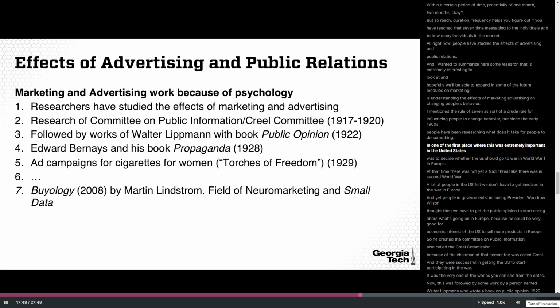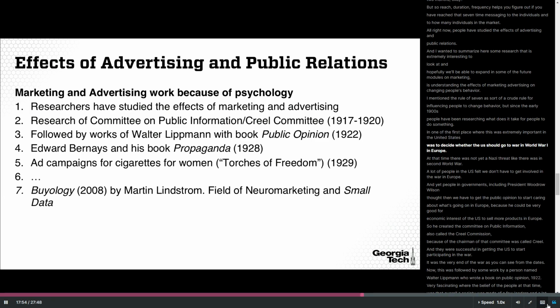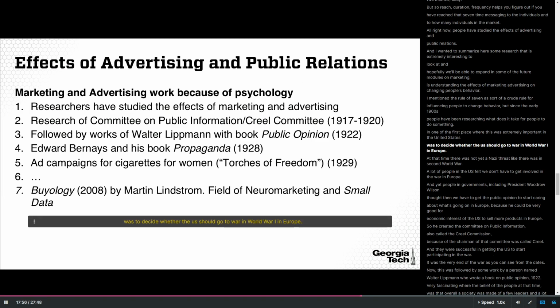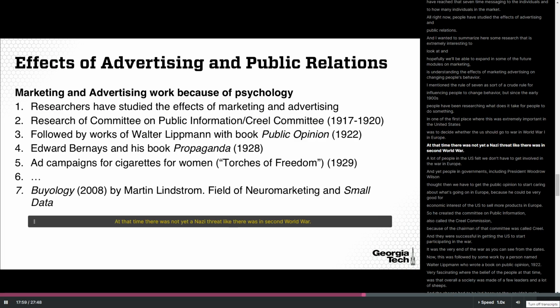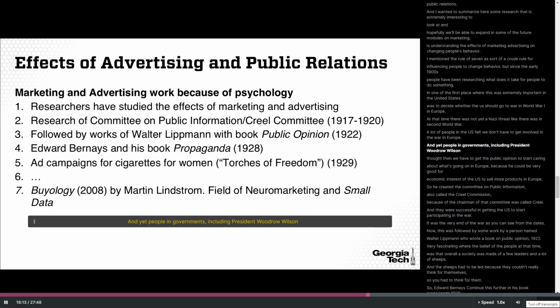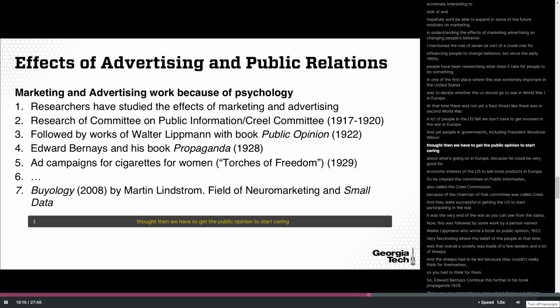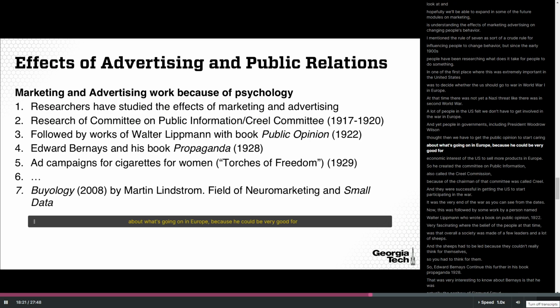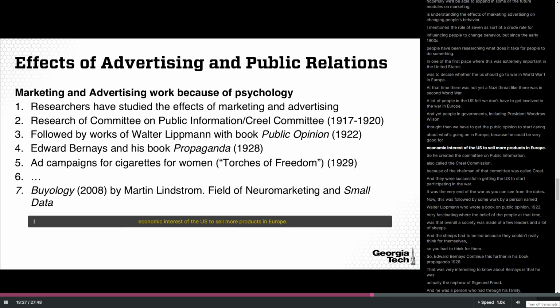And one of the first places where this was extremely important in the United States was to decide whether the US should go to war in World War I in Europe. At that time, there was not yet a Nazi threat like there was in Second World War. A lot of people in the US felt we don't have to get involved in war in Europe. And yet people in government, including President Woodrow Wilson, thought, no, we have to get the public opinion to start caring about what's going on in Europe, partly because it could be very good for economic interest of the US to sell more products in Europe.